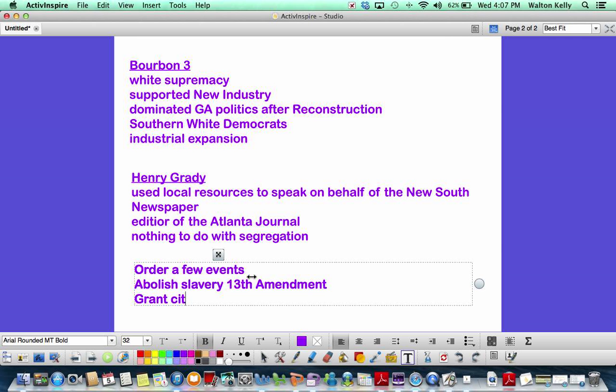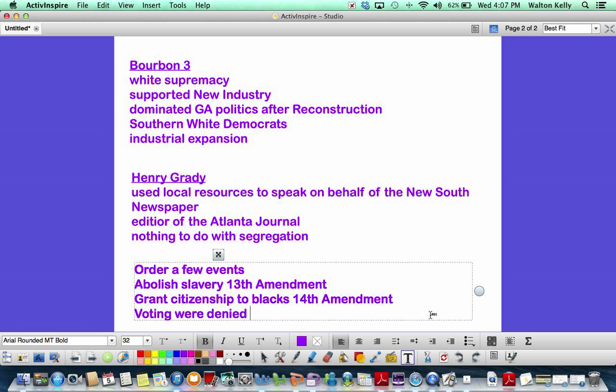once we abolished slavery, then we had to grant citizenship to blacks. And we call that the 14th Amendment. And after that, we gave voting rights. Actually, voting rights were denied based on race. And we know what amendment took care of that. Obviously, it was the 15th Amendment.